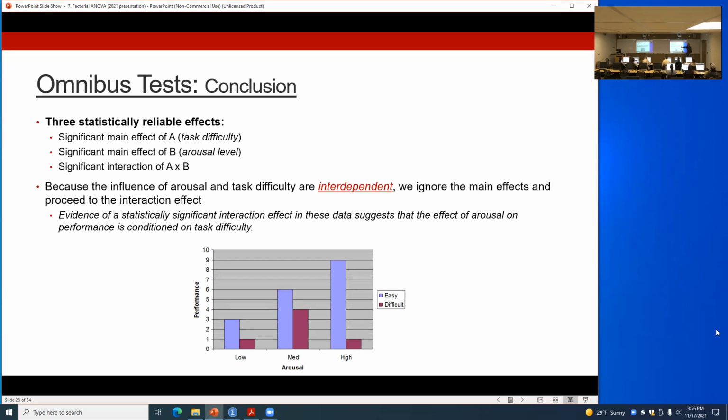So again, what did I say? Anytime we get an interaction, the first thing we do is plot it, right? And if we plot this, we see a linear increase in performance at low levels of arousal, or excuse me, for easy tasks, right? If I'm looking at easy tasks, as my arousal level increases, my performance increases.